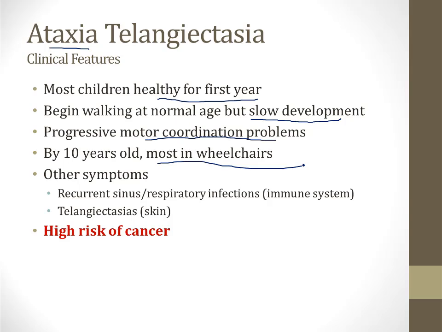and by 10 years old, most of them are confined to a wheelchair. They have other symptoms related to the fact that DNA repair mechanisms are abnormal in other cells besides the central nervous system. For example, they develop recurrent sinus and respiratory infections. That's because immune system cells are accumulating DNA damage. In addition, they develop telangiectasias on their skin because skin cells are accumulating DNA damage.